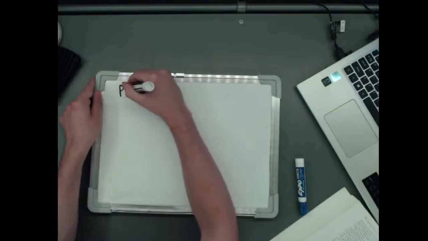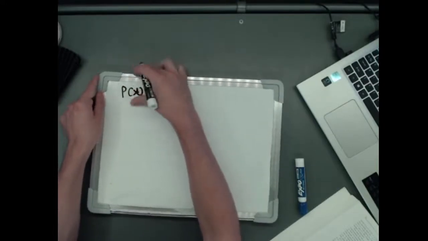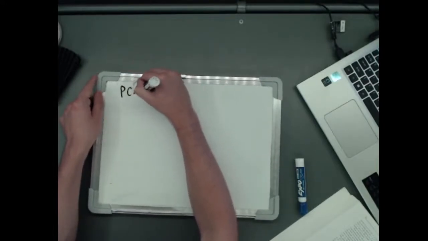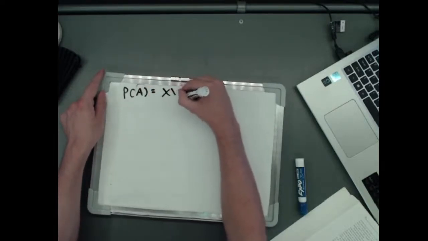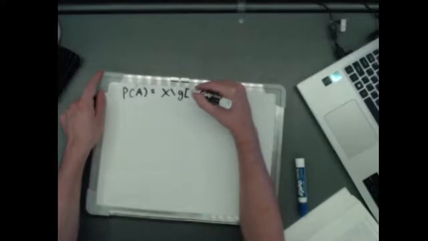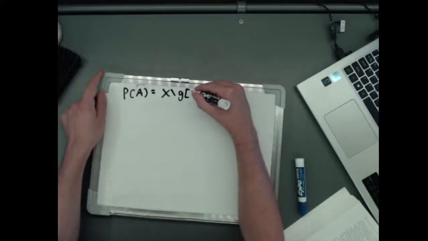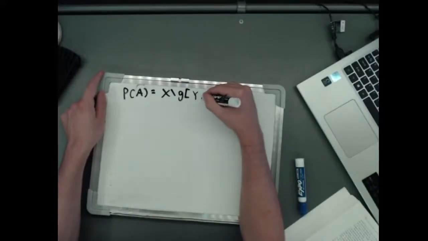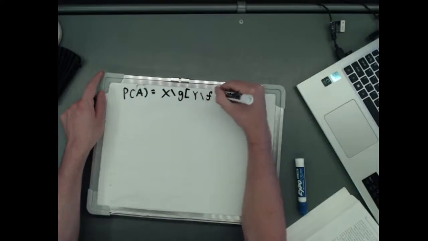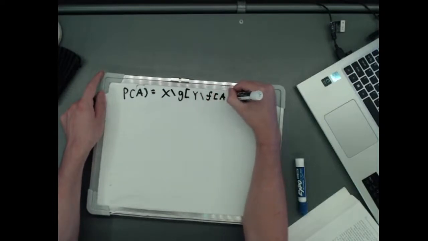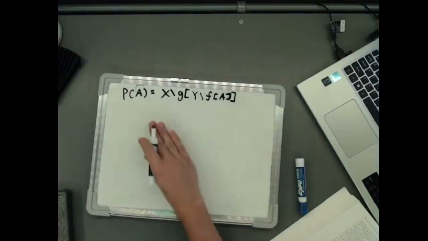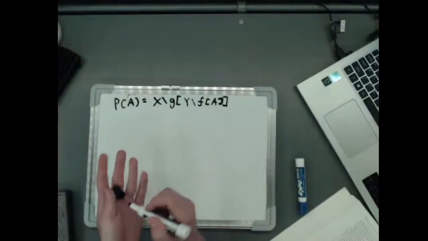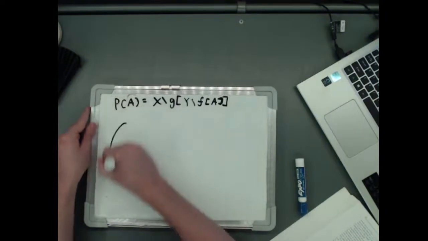Let me write down the function again, because I didn't do it too well the first time. P of A is equal to X minus G of (Y minus F of A). What this means, because this is a loaded statement, okay? It's much easier if we draw out some diagrams.